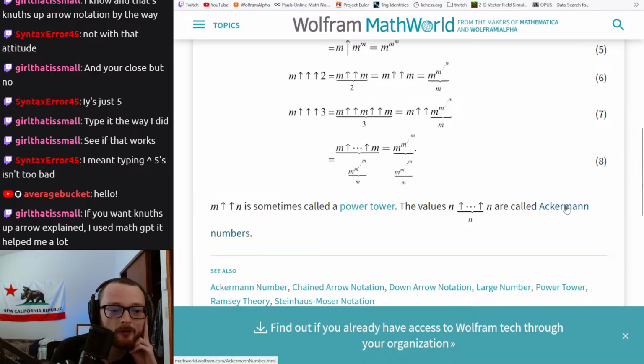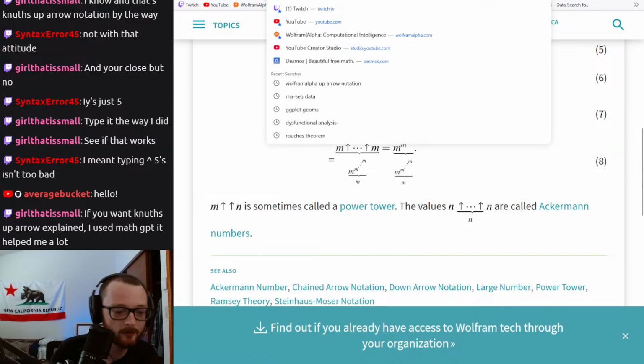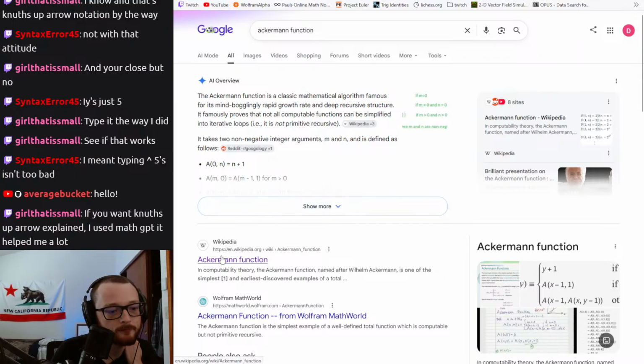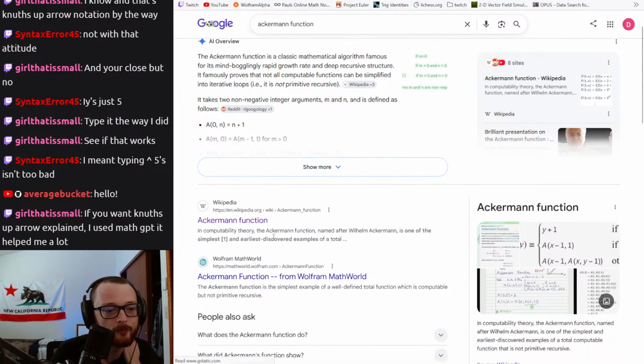Okay, I saw the reference to the Ackermann function, and I want to see what that is again. So I learned about it in my discrete math class, I remember. It's like one of the fastest growing functions we can come up with, I think. I mean, I don't know if that's a true statement, but it's a really fast growing function at least.